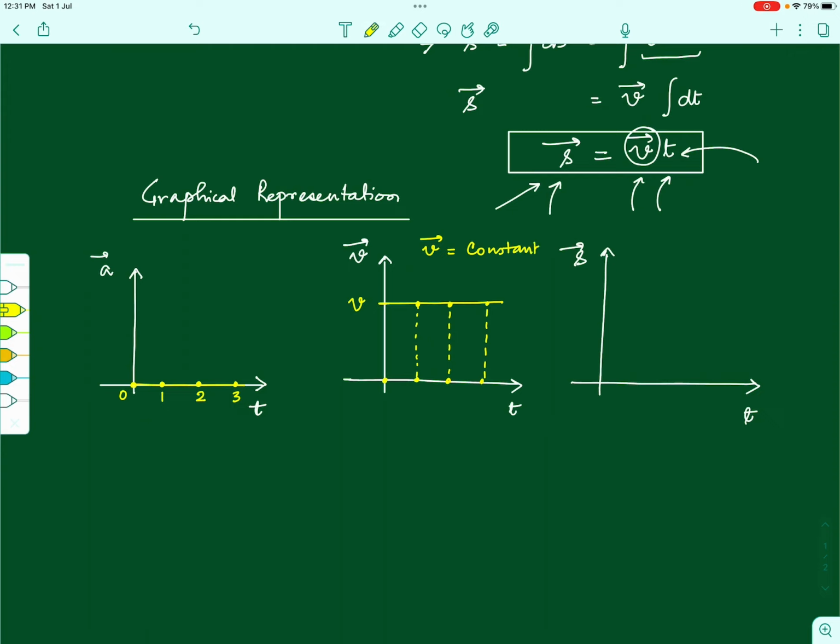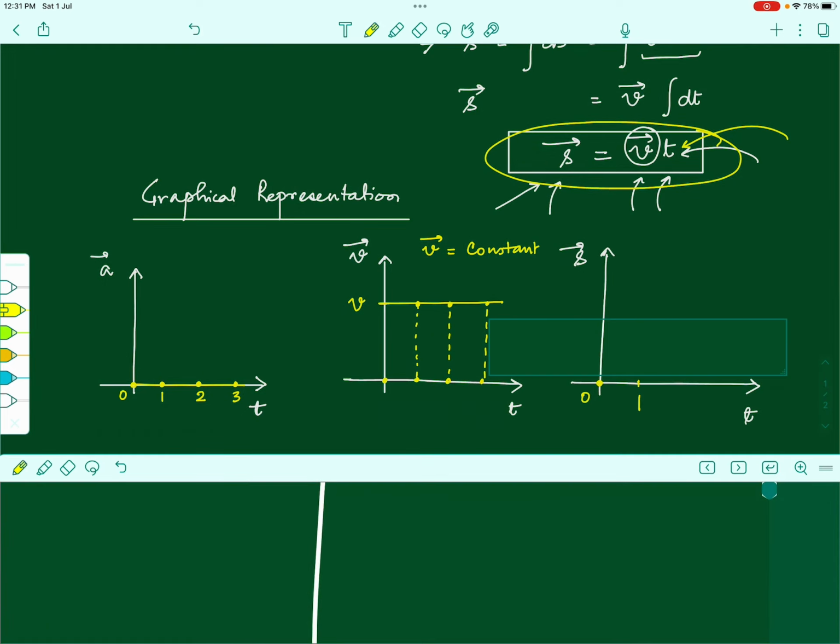Now, what about the displacement time graph? For the displacement time graph, do we understand it is this equation that we can take help of? At t is equal to 0, if we put t is equal to 0 in this equation, for any value of v, the displacement will be 0. The body starts from 0 displacement. At t is equal to 1, can we say s will be equal to v into 1? That will be some non-zero value depending upon what the velocity of the body is. So, it will be some value over here.